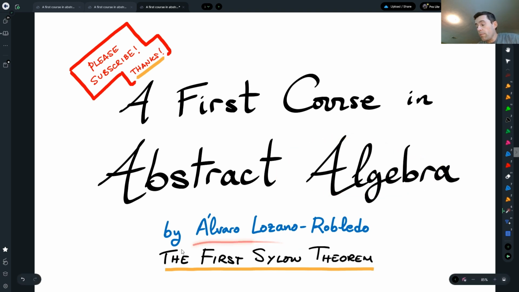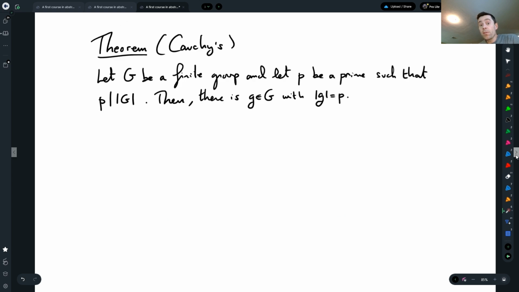Today we're going to be talking about the first Sylow theorem. I'm going to describe it and then also prove it. And what is the first Sylow theorem is actually a natural question, a follow-up to Cauchy's theorem.